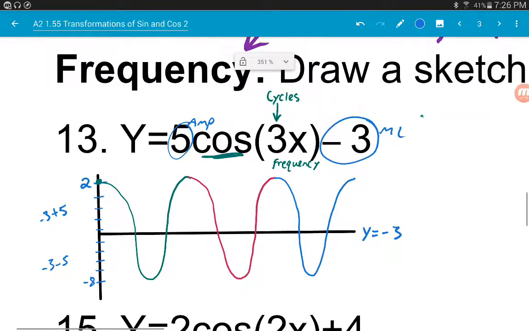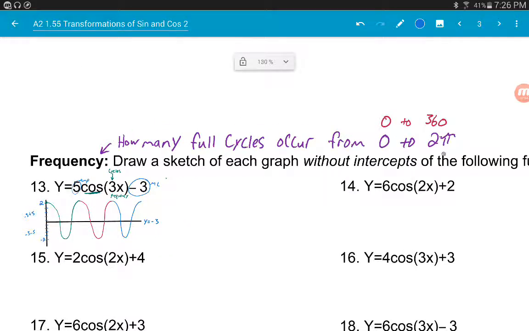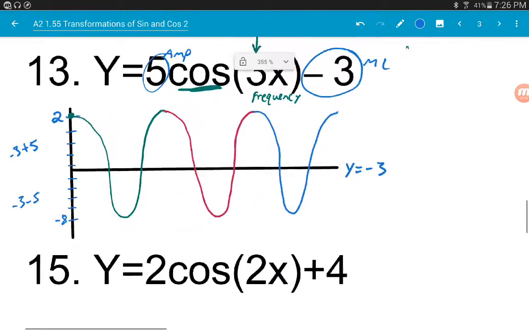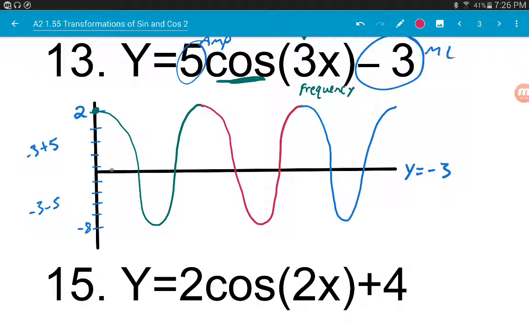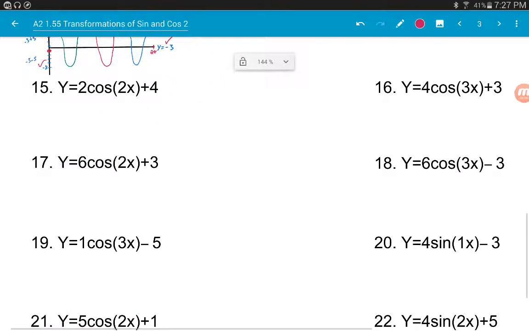Now the definition of frequency says how many full cycles occur from 0 to 2 pi. So I need to make sure that I label my midline from 0 to 2 pi. And that's how long it took to complete 1, 2, 3 full cycles. Okay. So you get the midline right, you get the maximum and the minimum, and you draw the correct number of cycles. Let's do one for sine.